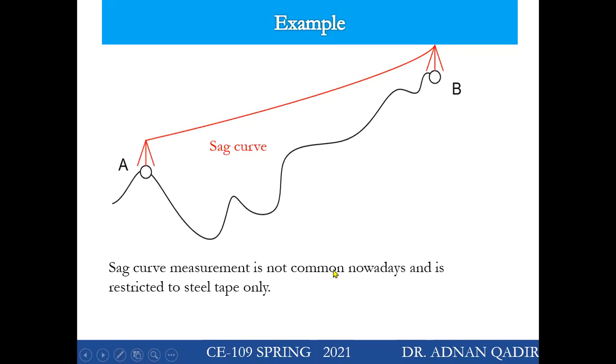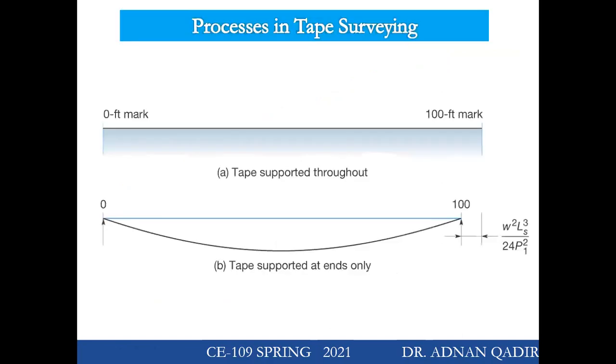Sag curve measure is not common nowadays, and it is only restricted to steel tape only. Stretch the tape as it is, and you know the distance. So this is where you have one end, you have measured the tape 100. So this we call tape supported at ends only, and sometimes if it is a level ground, you put the tape on the ground, so it is supported throughout.